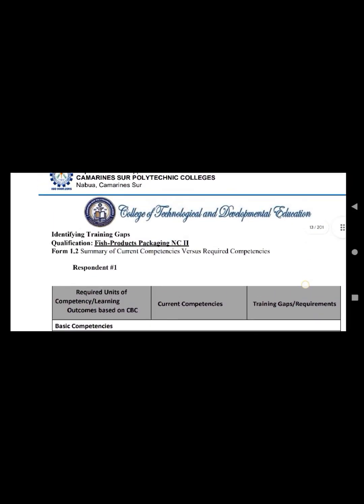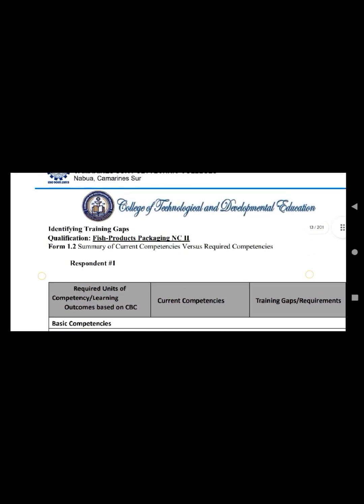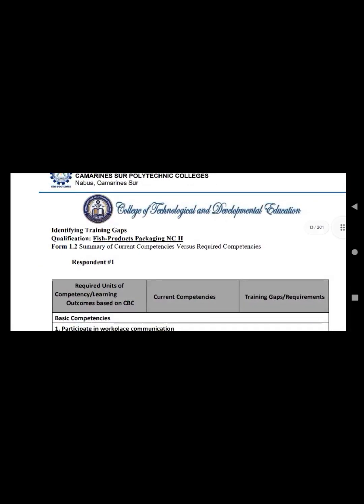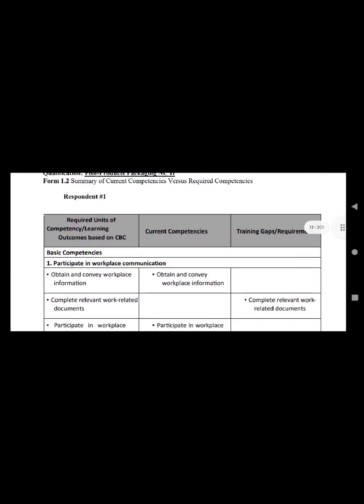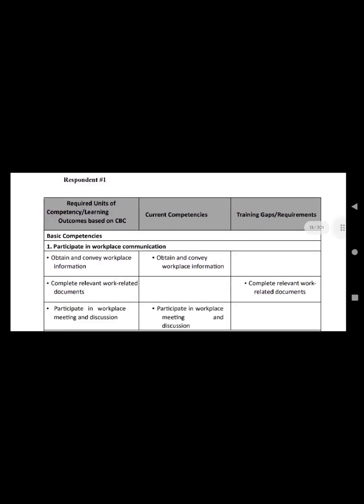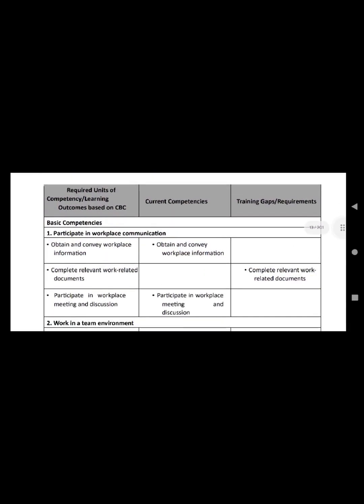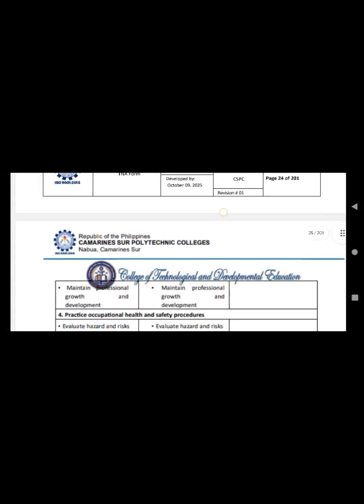And now we will go to the TNA Form 1.2, identifying training gaps. These are the qualifications, which is in fish products packaging in situ. For respondent number 1, the required units of competencies or learning outcomes based on CBC. Common competencies: applying food safety and sanitation. This is only a recap of our discussion, and we are going now to the training plan.